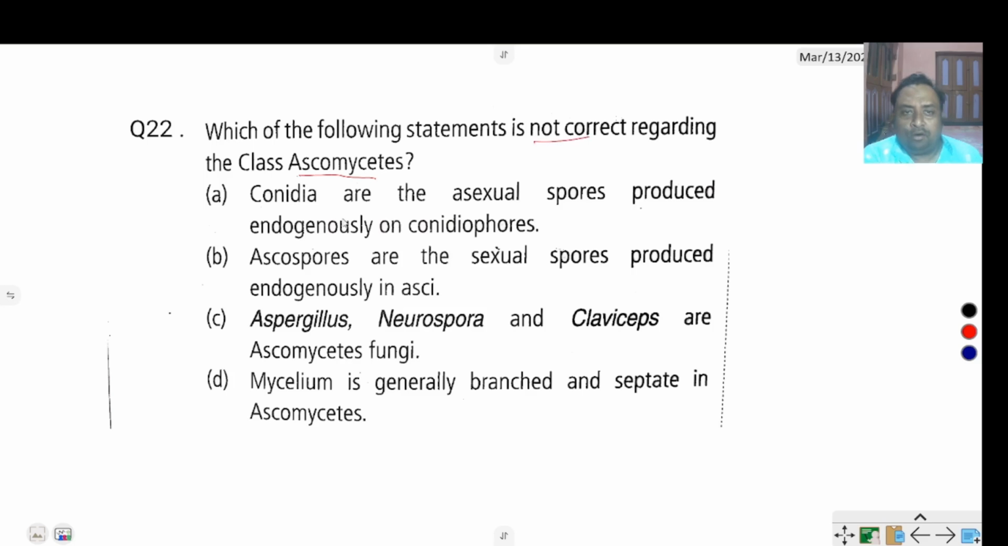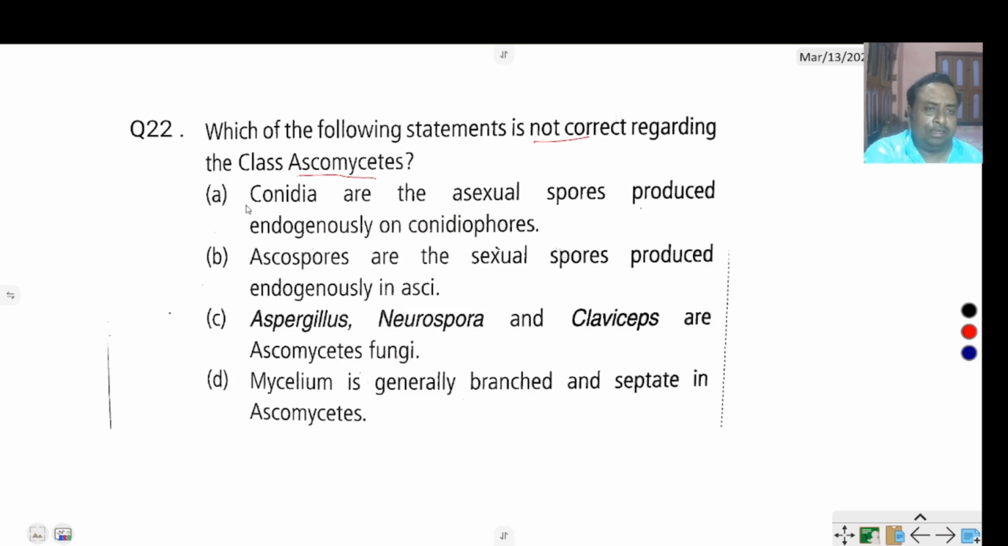Not correct. Conidia are the asexual spores produced endogenously on conidiophore. Ascospores are the sexual spores produced endogenously in asci. Aspergillus, Neurospora and Claviceps are Ascomycetes fungi. Mycelium is generally branched and septate in Ascomycetes.